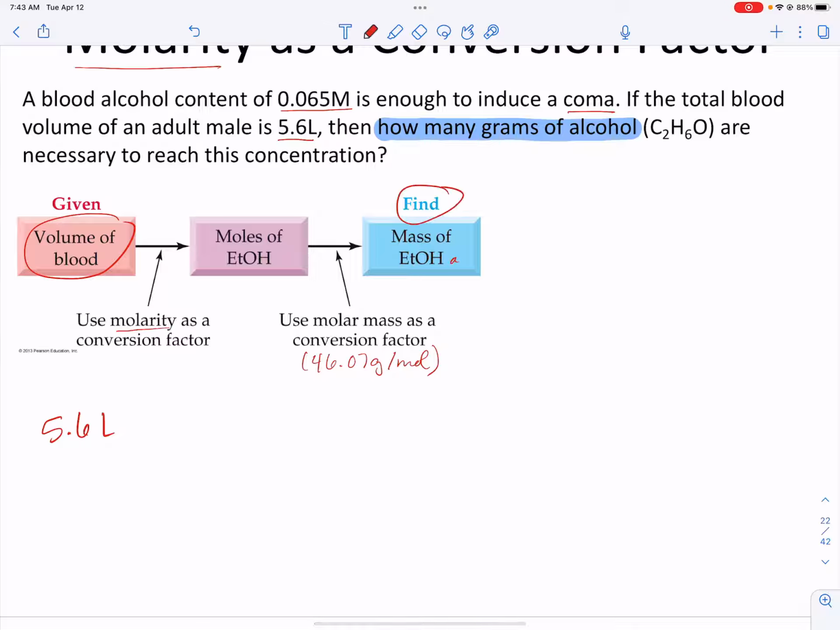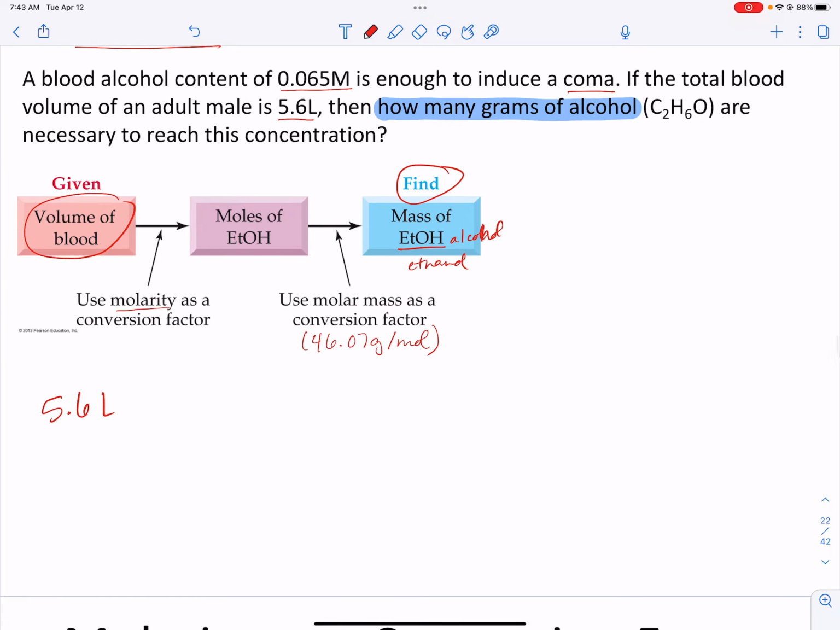ETOH is just alcohol. This is just one way we abbreviate ethanol. Okay, so ethanol is the alcohol in alcoholic drinks. All right, now what are we going to do?